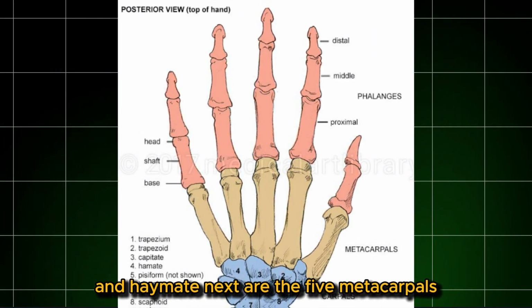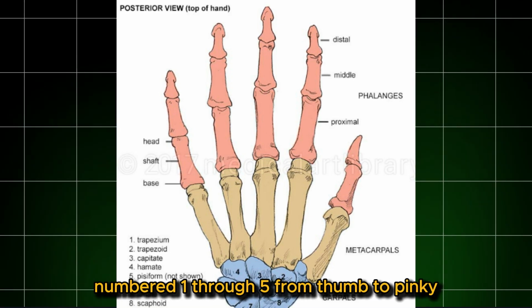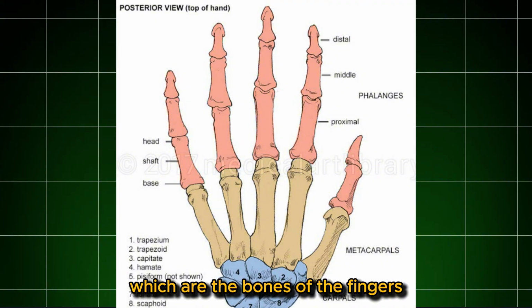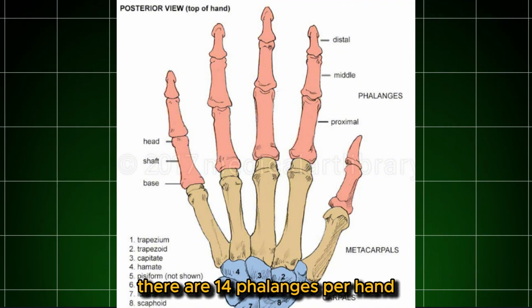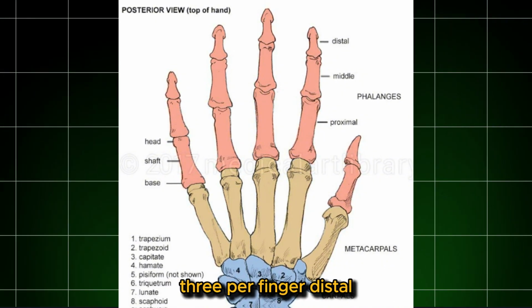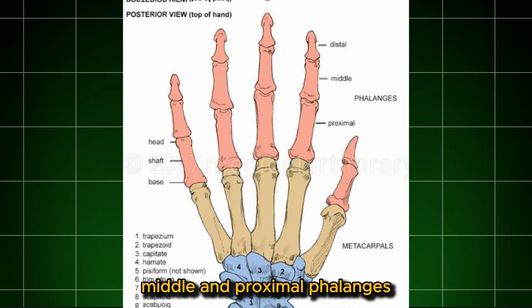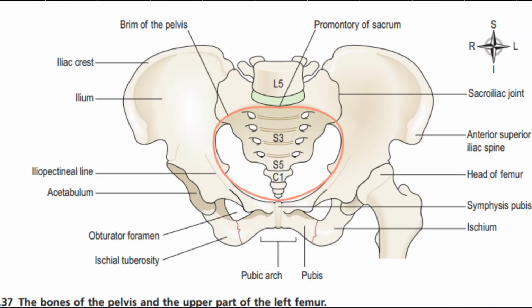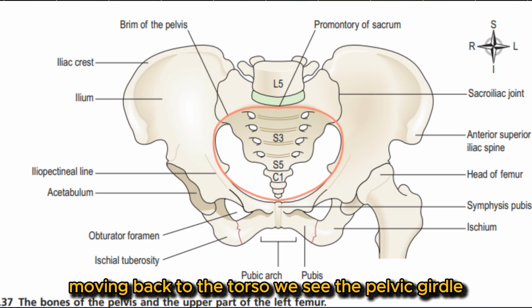Next are the 5 metacarpals, making up the palm of the hand, numbered 1 through 5 from thumb to pinky. These connect to the phalanges, which are the bones of the fingers. There are 14 phalanges per hand, 3 per finger, distal, middle, and proximal phalanges, except the thumb, which has 2, no middle phalanx. Moving back to the torso, we see the pelvic girdle.